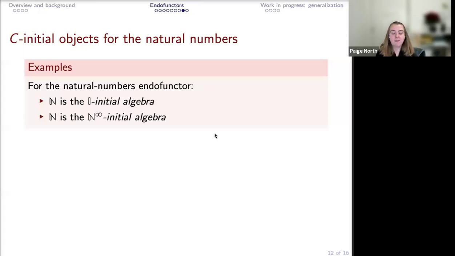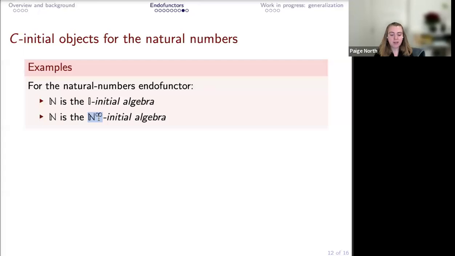Okay, so now I will just give the results of some calculations, especially in our favorite example. So for the natural numbers endofunctor, we find that n is the I initial algebra and also the n infinity initial algebra. And maybe I will say some words right now about what's actually going on here.